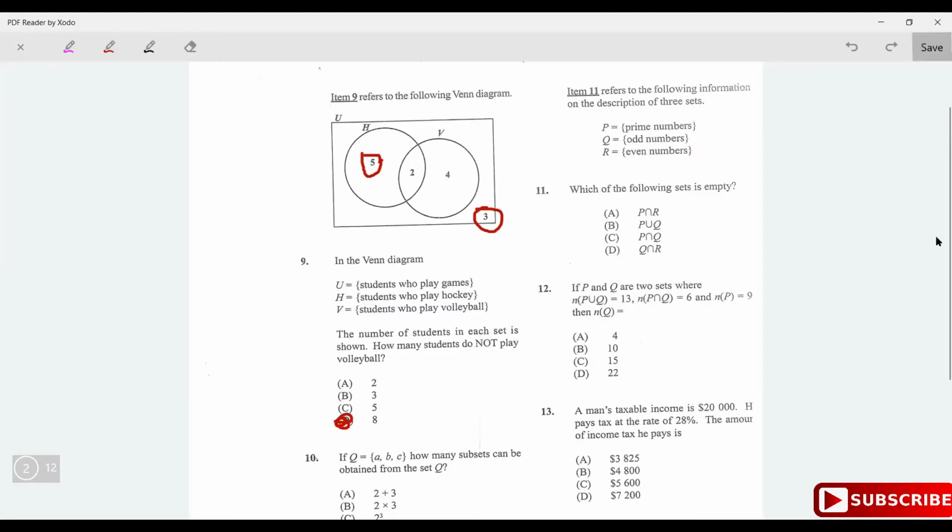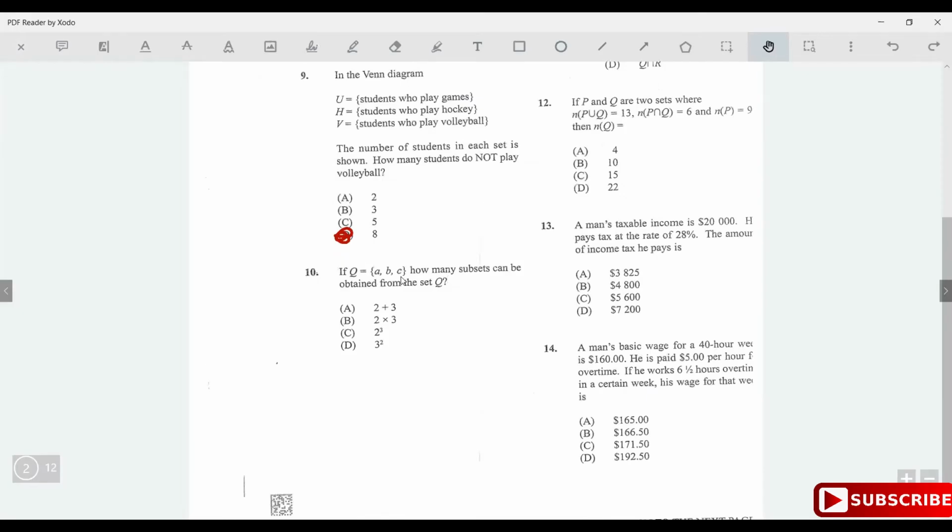All right, question 10. If A, B, C are elements of Q, how many subsets can be obtained from set Q? To find out the number of subsets, it's just 2 to the n, and so it's going to be 2 to the power of 3. That's the number of subsets. Now let's say you didn't know the formula, 2 to the n. You could actually write it down.